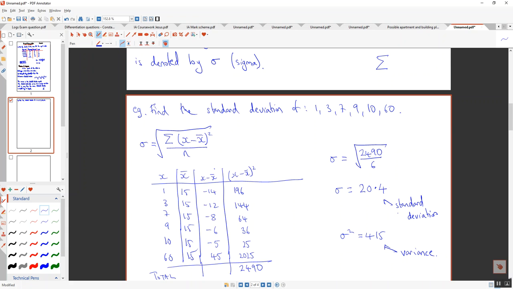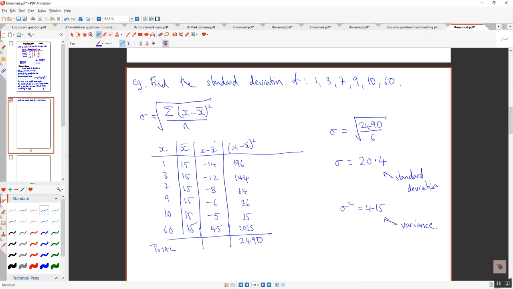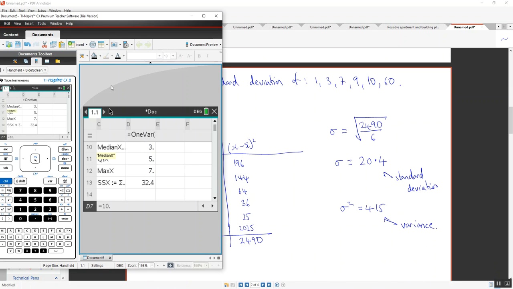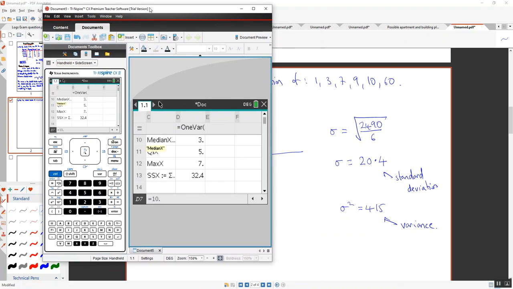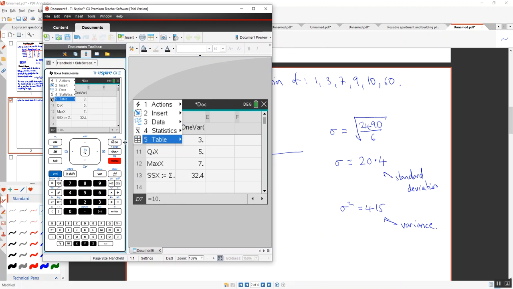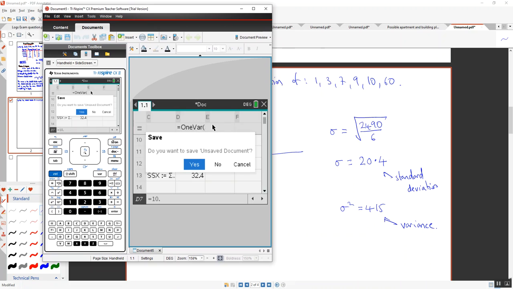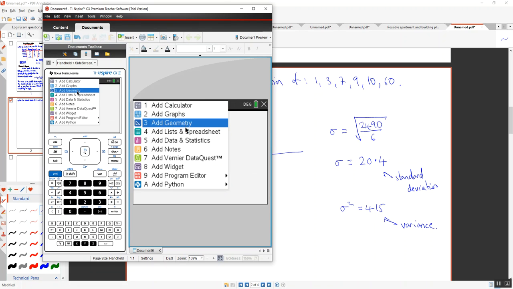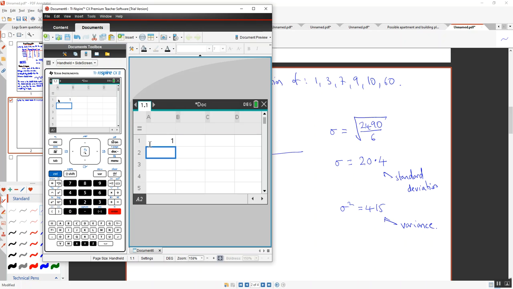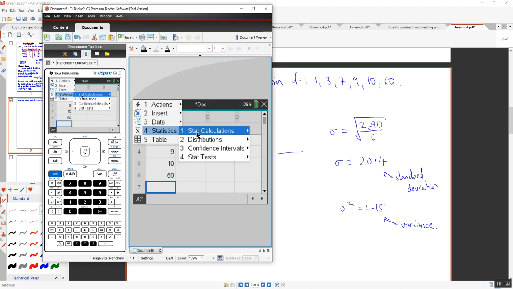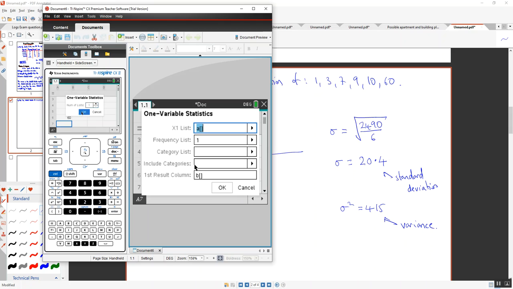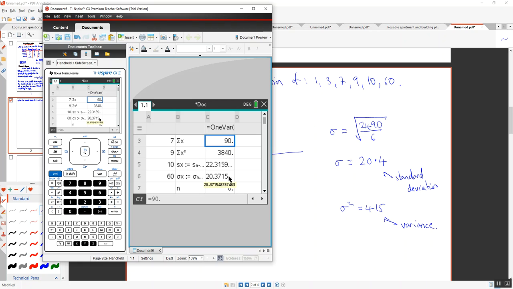Okay, right, all good? So on the calculator, just to show you how you do this, because you will more than likely have to do this on the calculator, but it's exactly the same thing. We need to make sure that we're picking the right one. So I'm just going to put them in: 1, 3, 7, 9, 10, 60. And we want menu, stats, stat calc.